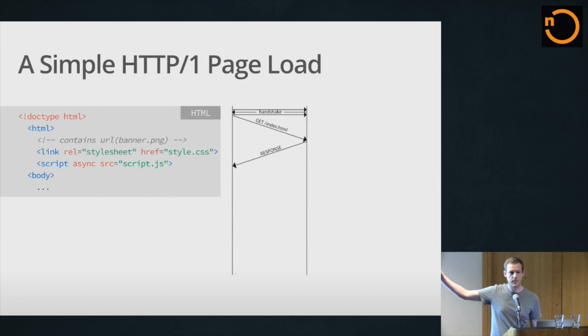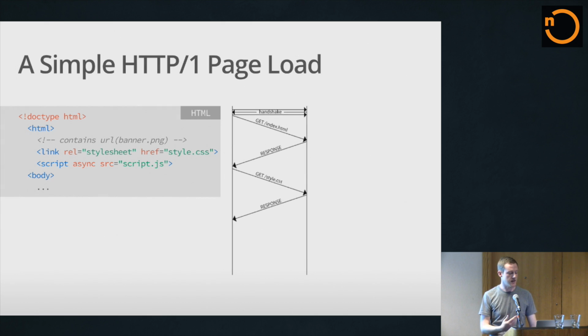So we initially have the TCP handshake. That's one round trip. And then we send a GET request to load this index page itself. And then we start getting the response for that. And so this is running over that TCP protocol.